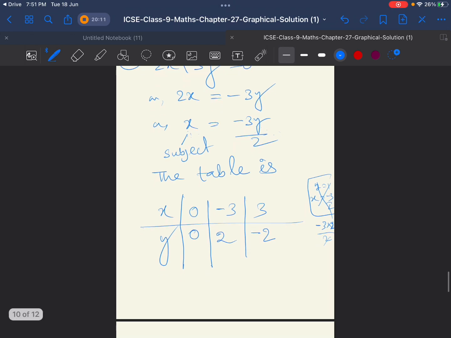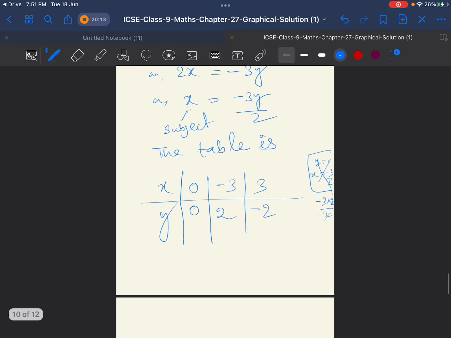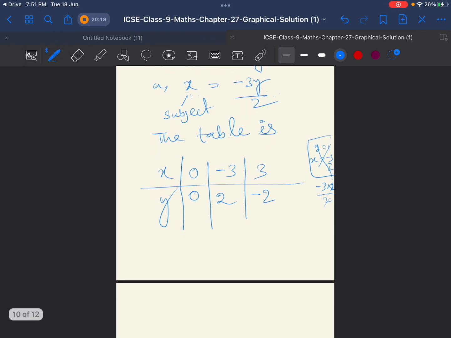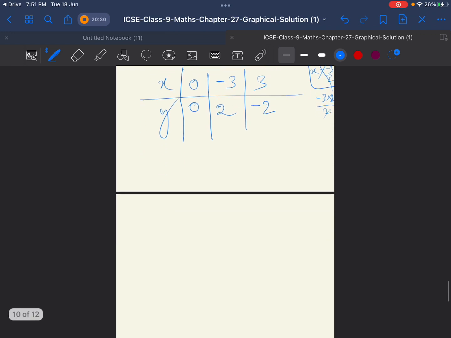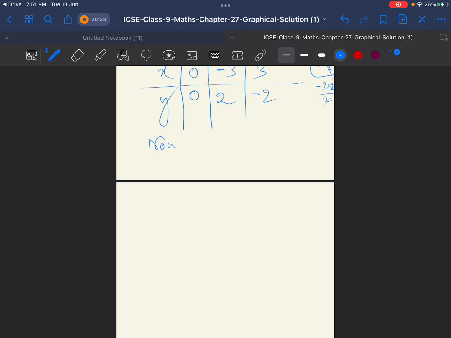So in the table, first we take the subject. Okay, here the subject is x, then we take the table for this equation, for 3 points. Okay, here the 3 points are (0, 0), (minus 3, 2) and (3, minus 2). Okay, now plotting these points on the graph.